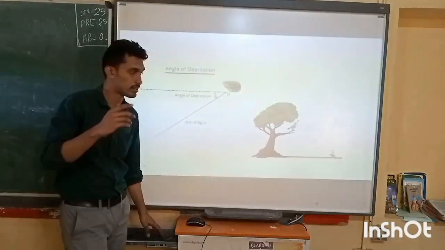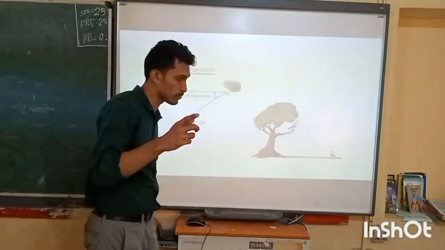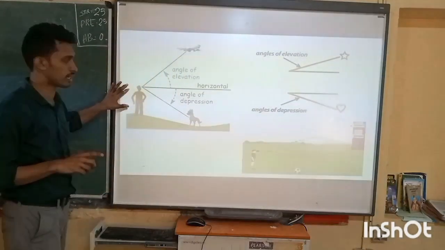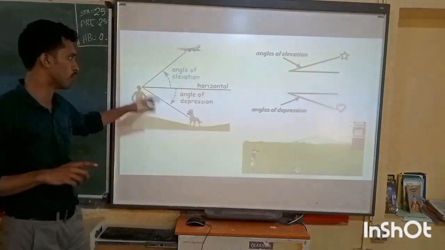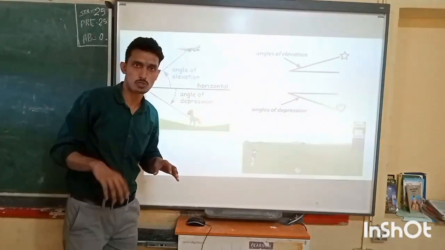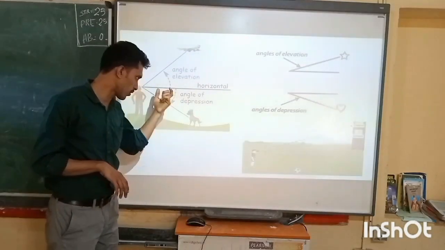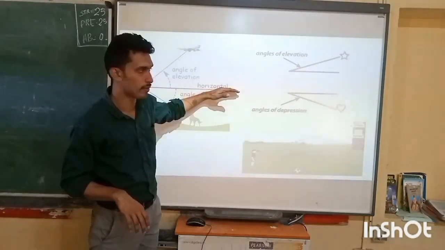So let me start with the problem now. And before that, let me show you one more slide. Yes. So what we can see from this slide, a man is observing a plane and a dog both at the same time. So what can we find? An angle of elevation is formed here, and angle of depression is also formed here. And this is the horizontal line, right?